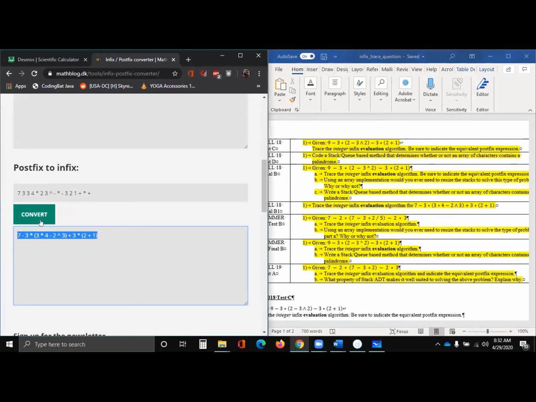So if we look right here, that converted it. I already had it punched in, but that converted 7 minus 3 star 3 star 4 minus 2 caret 3 plus 3 star 2 plus 1. And it converts it right away.